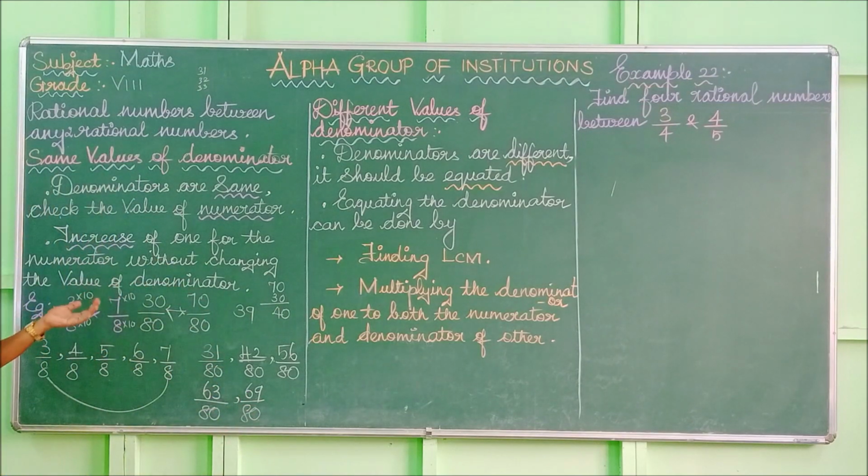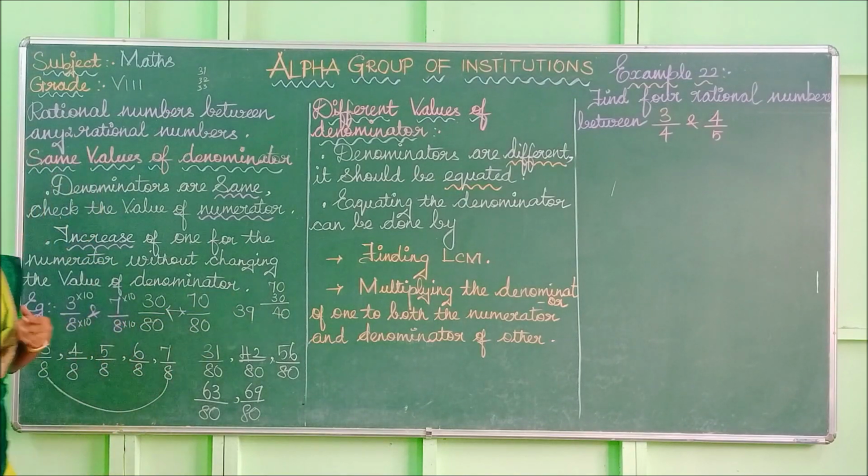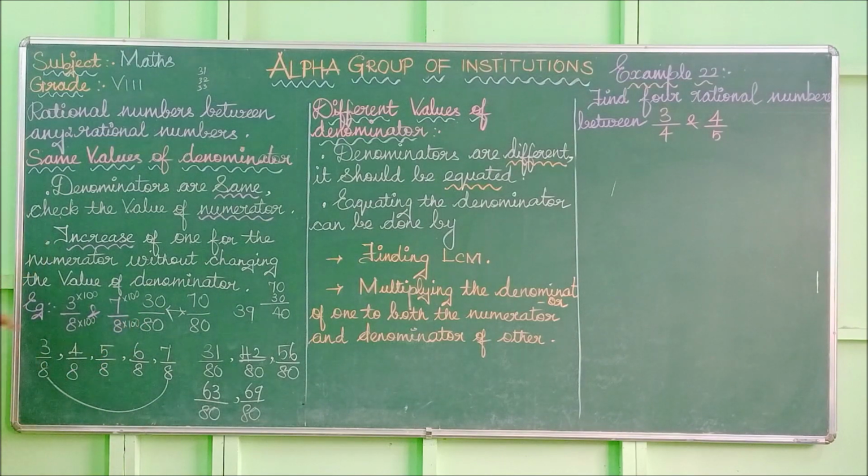Or else if they ask you to find 10 values, you can write 10 values in between, that is possible. But if they ask you to find 50 values, is it possible here? Here we can get only 39 numbers. So in this case, we have to multiply 3 into 100, 8 into 100, and 7 into 100, 8 into 100. Likewise, if you increase the denominator, you can get more values. This is the procedure for the same value of denominator.